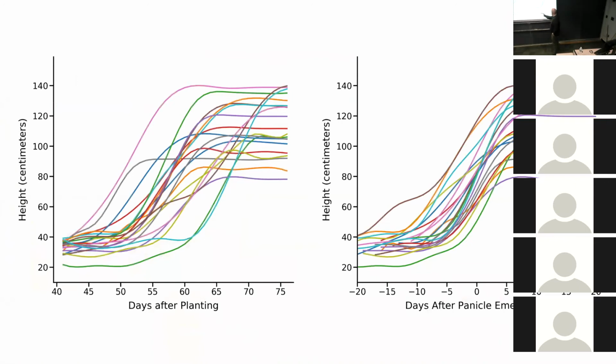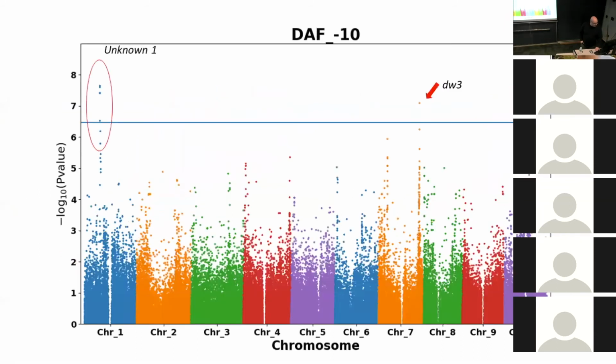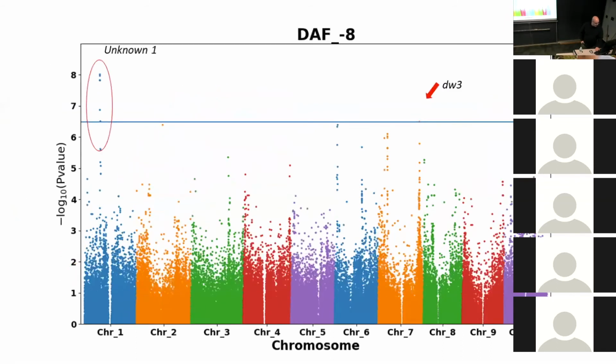the data around to days before or after panicle emergence, and we start to get much more similar shapes of growth. What you'll notice is now we have different time ranges measured for each plant. And with this, the first thing we can do is just scan through and do a genome-wide association study for height on every different day.